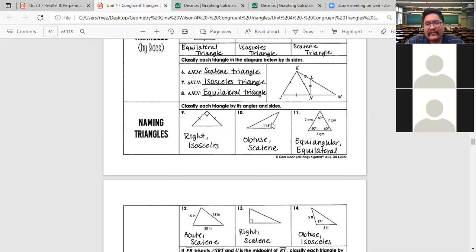So if it's just slightly longer, that means that two sides do not match. So this is going to be a scalene triangle. All right, and then last one for this one here. So we have equilateral and equiangular. Looking at the angles, they're all 60 degrees and all the sides are 7 centimeters long.